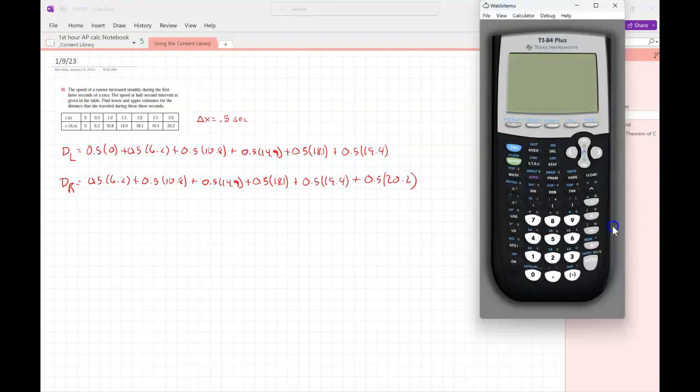And now it's just plugging and chugging here, right? I'm going to skip typing in the 0.5 times 0. Everybody's cool with why? Because it doesn't really matter.